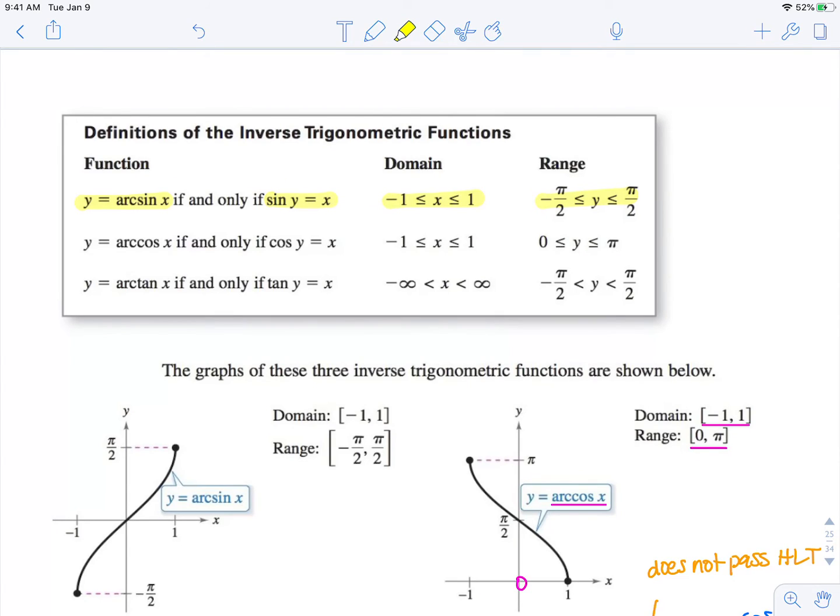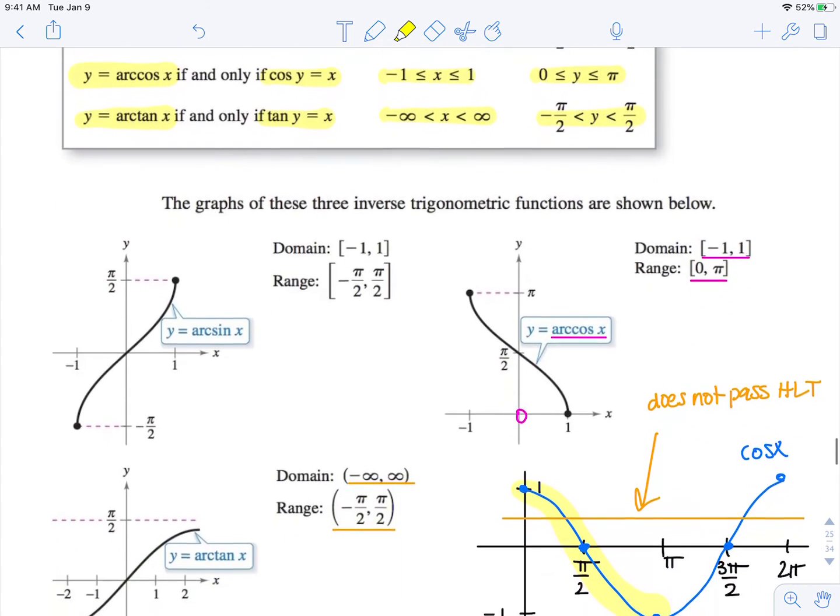So we summarize here, y equals arc cosine x. If cosine y equals x, its domain or possible x values are -1 to 1, and its range or possible output values are 0 to π. y equals arc tan x. If tan y equals x, its domain is from -infinity to infinity, and the range is -π/2 to π/2, not including those values because those were initially vertical asymptotes.